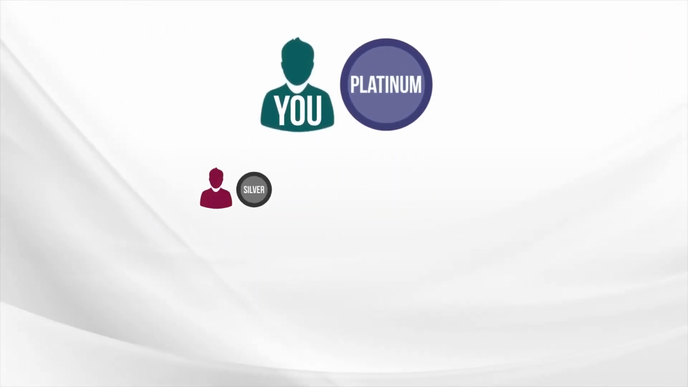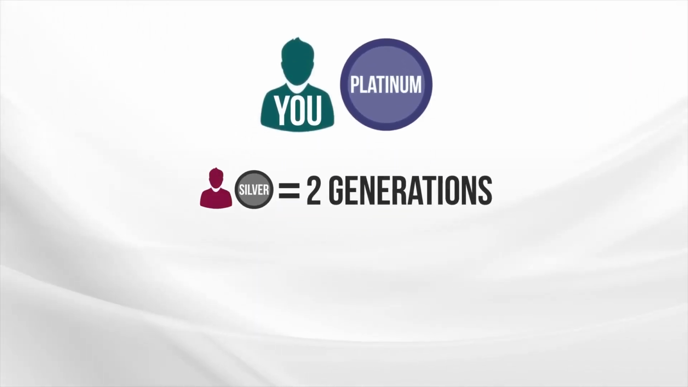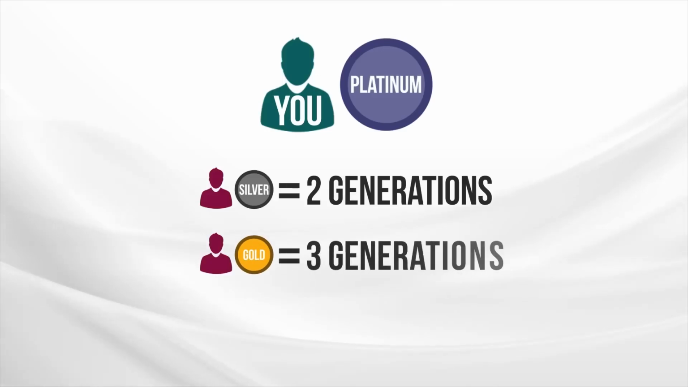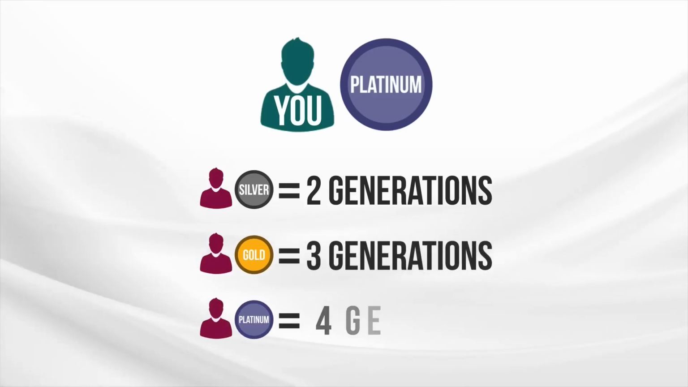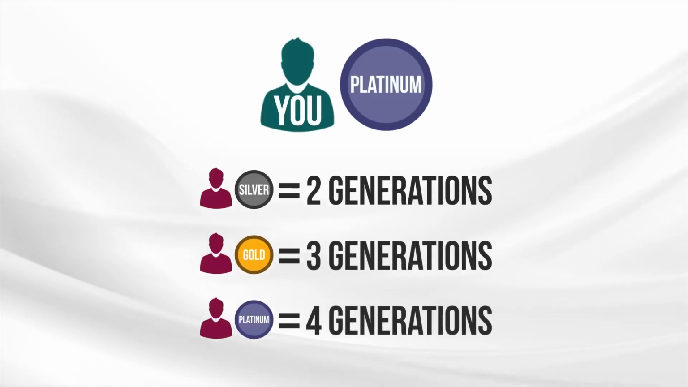That means you qualify to get paid on 2 generations of silver ranked affiliates, 3 generations of gold ranked affiliates, and 4 generations of platinum ranked affiliates.